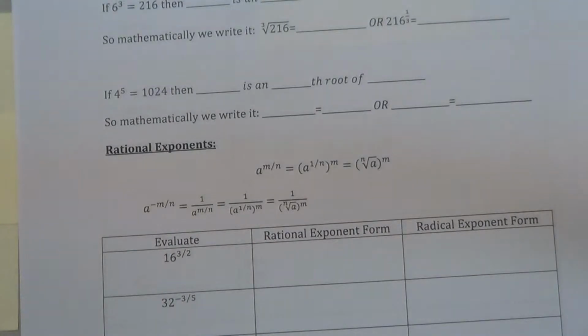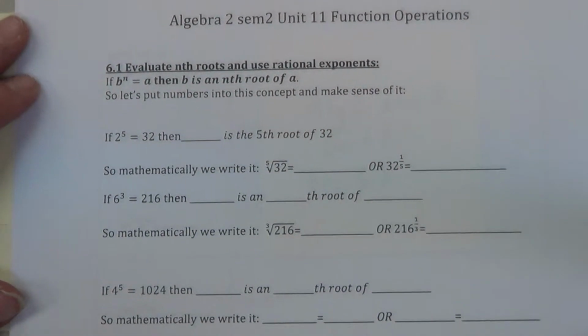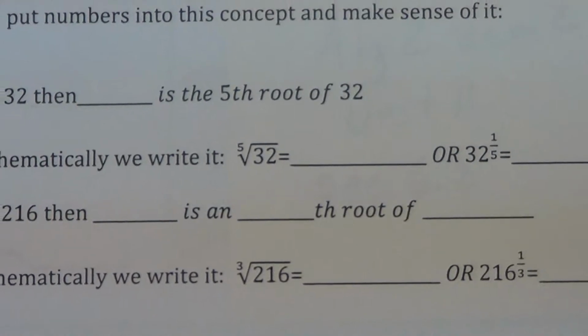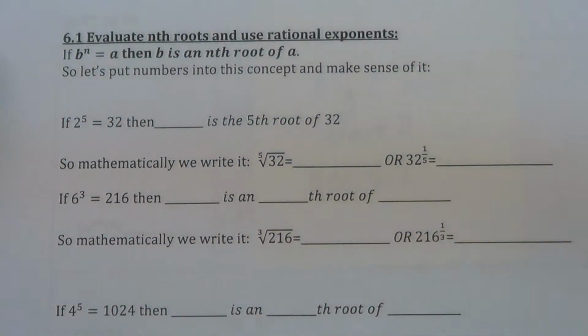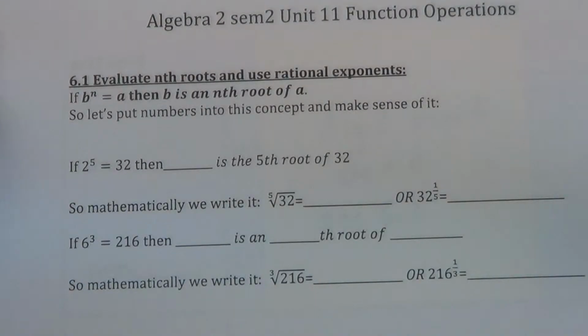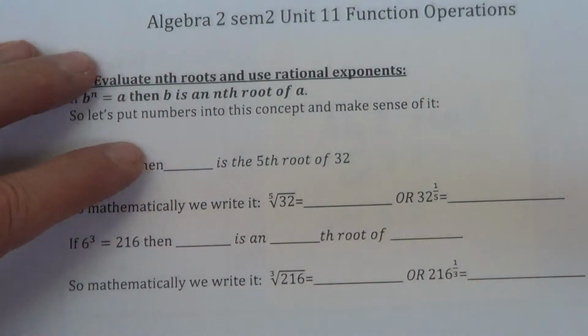If you turn to the second page, or the one right behind the first page, you will see Section 6.1 right up here at the top. Let me zoom us in just a little. Whoa, not that much. There we go. It says, evaluate nth roots and use rational exponents. If b to the n equals a, then b is the nth root of a.